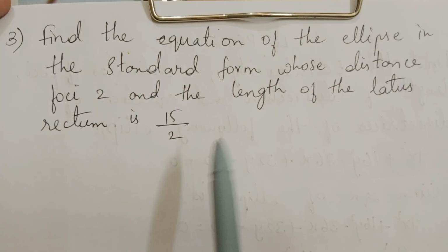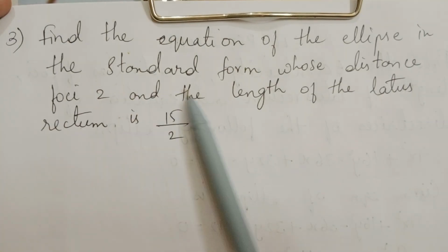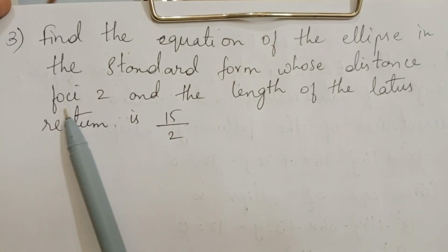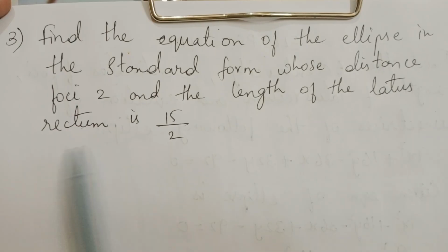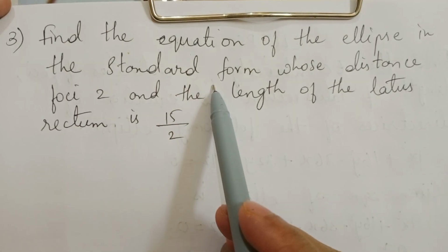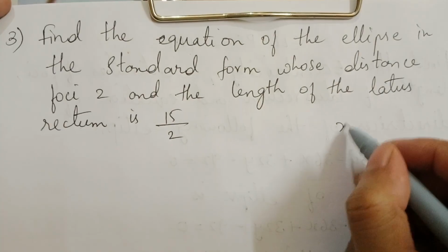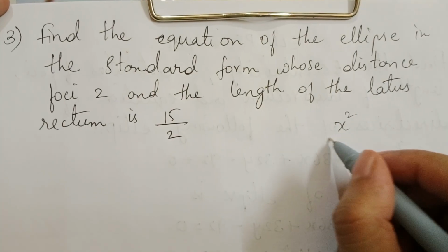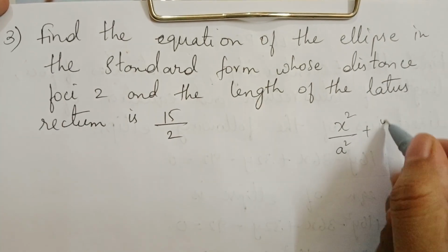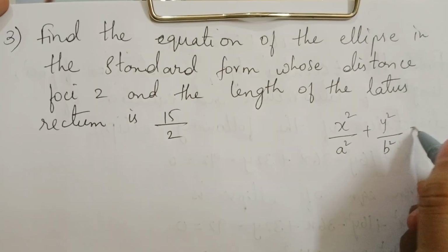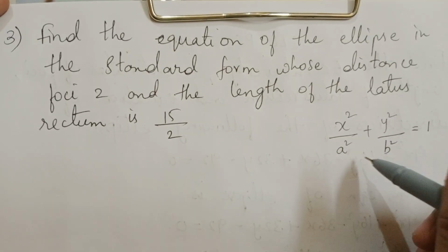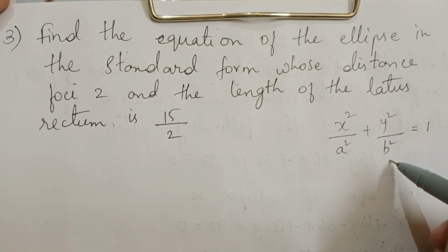Our third question is: find the equation of the ellipse in the standard form whose distance between foci is 2 and the length of the latus rectum is 15 by 2. So we have to find the equation of the ellipse in the standard form. We know that the equation of an ellipse in the standard form is x square by a square plus y square by b square equals 1. So we have to find the values of a square and b square here.